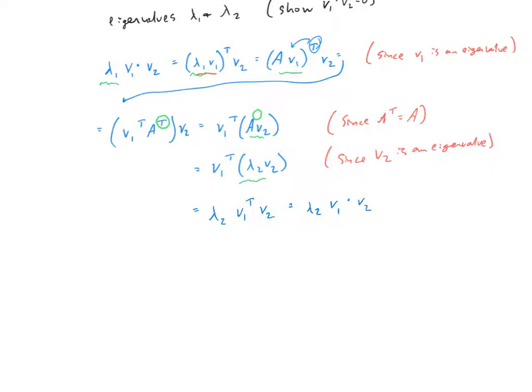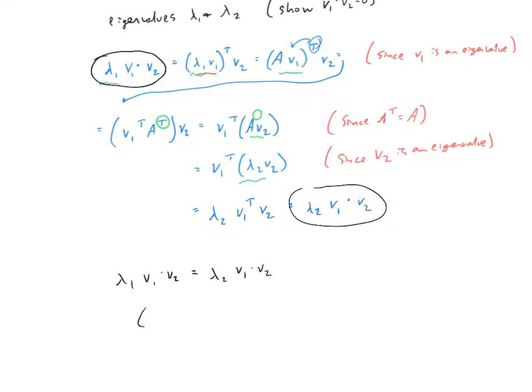You won't hurt my feelings. But we've got this here at the beginning and this here at the end. So I'm going to write those two next to each other. Lambda 1 times the dot product equals lambda 2 times the dot product. So what does that mean?